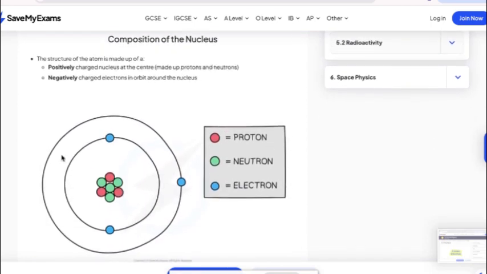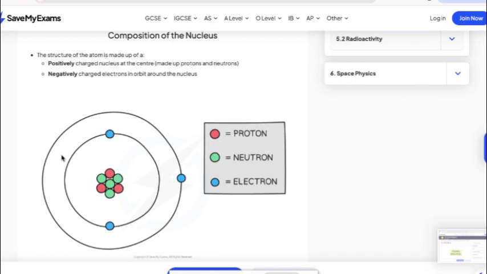So let's take a look at the structure of the atom and what it is made up of. The positively charged nucleus at the center is made up of both the protons and the neutrons. How do you know which one is the proton here? You look at the electrons, there are 3. So the one that is 3 as well is the proton. Because the number of protons is the same as the number of electrons, this red one that is 3 is the proton. The green one that is 4 will be the neutron, because protons and electrons are equal in number.